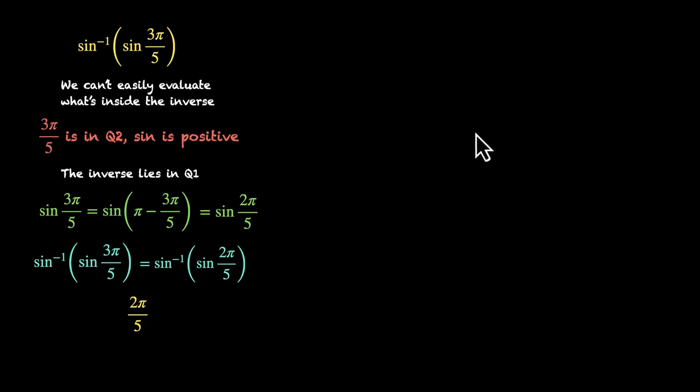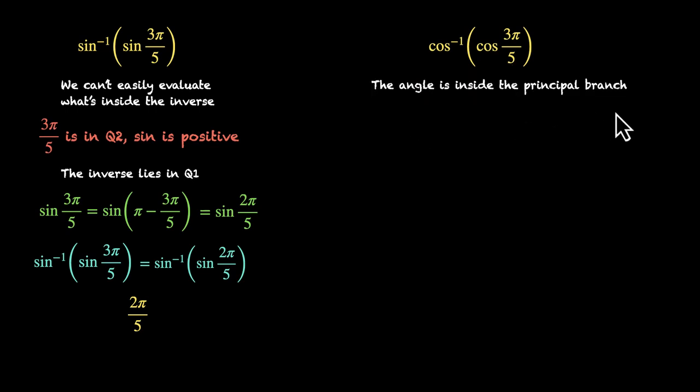Let's try one more. Cos inverse cos of 3 pi by 5. Pause the video, try this out. Alright, now 3 pi by 5, as we have discussed, is in quadrant 2, which is good for cos inverse because the range for cos inverse is quadrant 1 and quadrant 2. So in this case, we can really cancel these two out right away. So this angle is in the principal value branch. We can cancel these two. Our answer is 3 pi by 5.